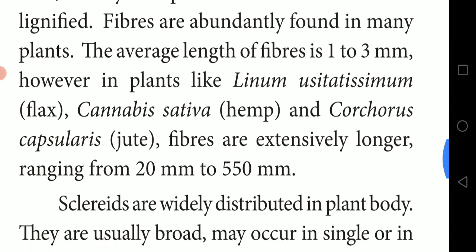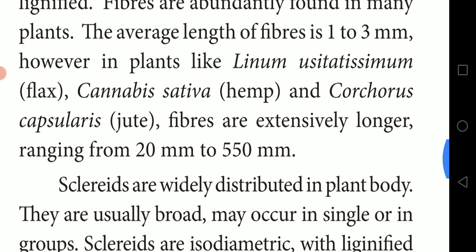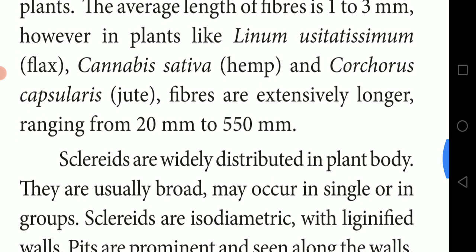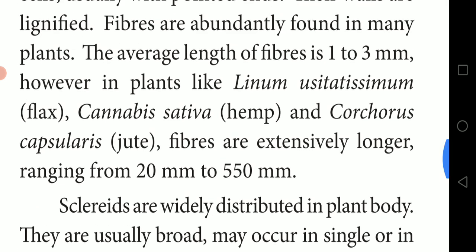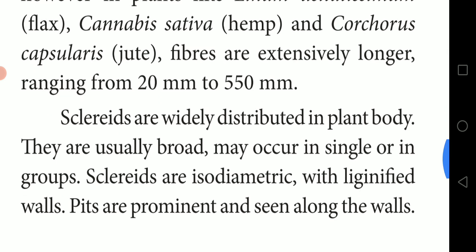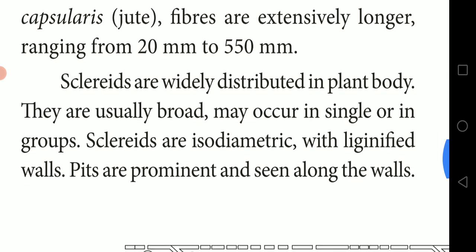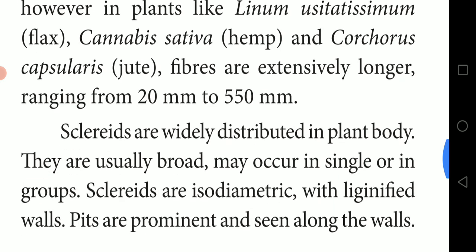However, in plants like Linum usitatissimum, that's flax, Cannabis sativa, that's hemp, and Corchorus capsularis, jute, the fibers are extensively longer, very long ones, ranging from 20 millimeter to 500 millimeter. That is the structure of fibers.